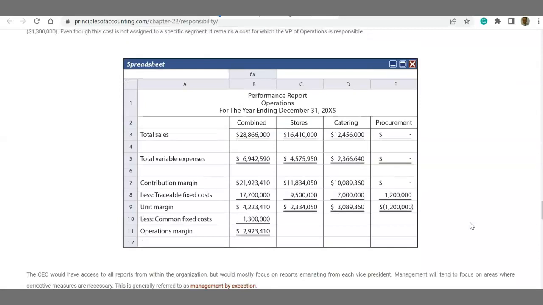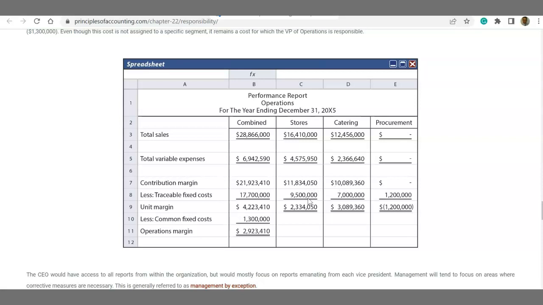So let's see what's in this picture. So here are the operations from stores and catering. So every location has some operation that is sales inside the store or providing catering outside, in clients' homes, let's say, or outside business locations, somewhere outside of the store. So it looks like we have sales here, and we have variable expenses. So sales minus variable expenses gives us contribution margin. I got it.